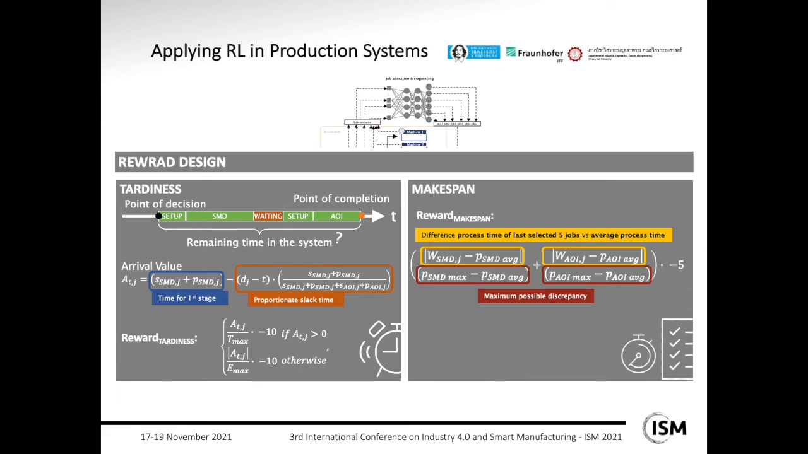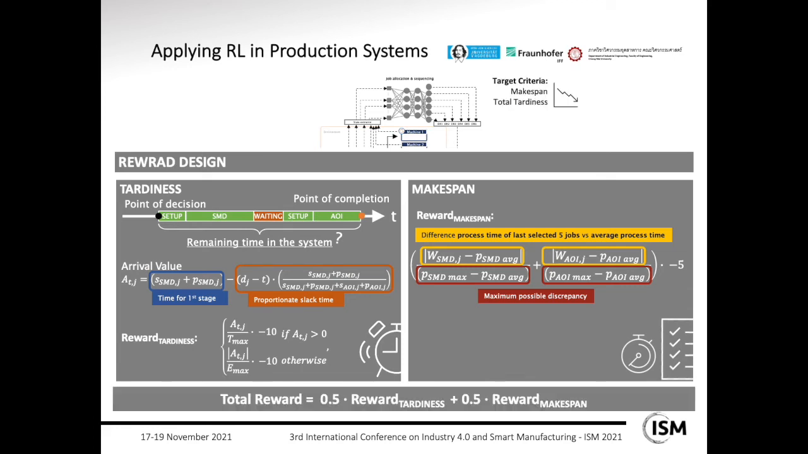And then, since we have 2 target criteria, we combine this in the total reward and weight it with a 50-50 weighting, which of course depends on the user's preference.